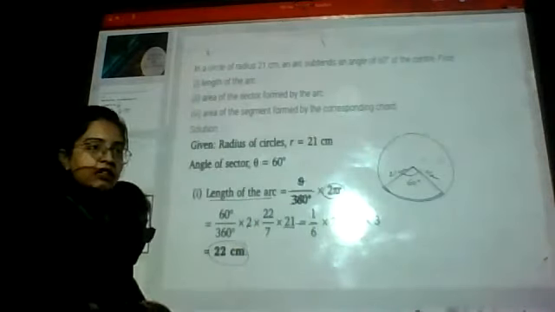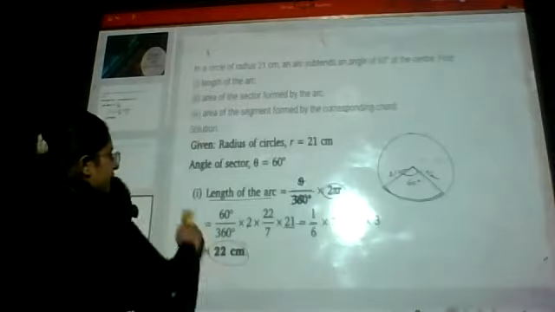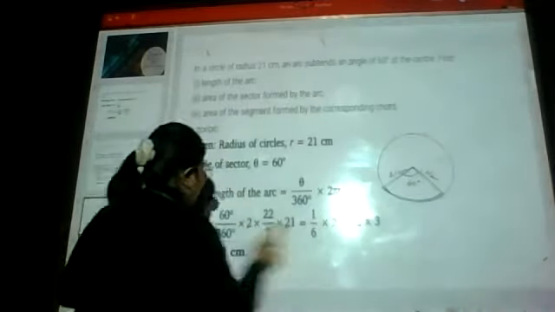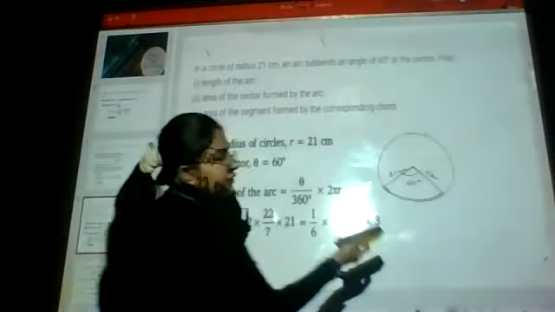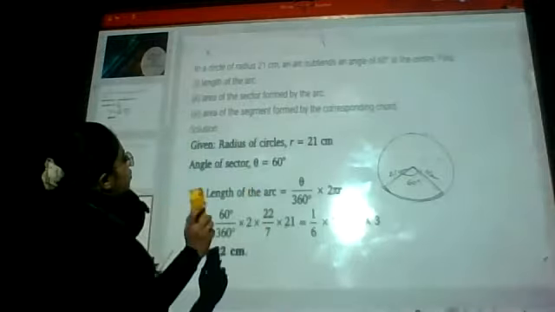Now again, sector area means theta by 360 times pi r square. So what is theta over here? 60. Theta by 360 pi r square. Pi 22 by 7, r is 21, 21 into 21. Just do the calculation.